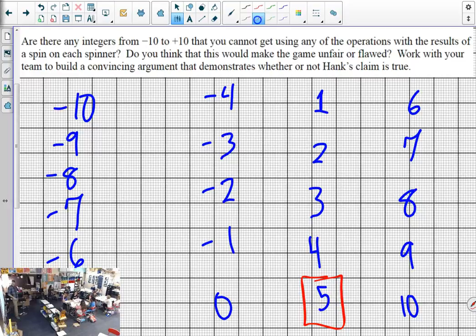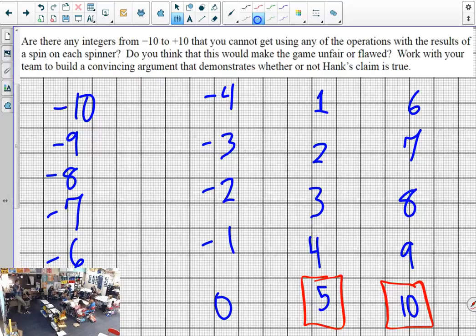Al, you think we can't make 10? Right. Can anyone make 10? Any operation between the two spinners. Anything else we can't make? Run through the list. See, can we make negative 10? Can we make negative 9? Yeah. Any prime number.